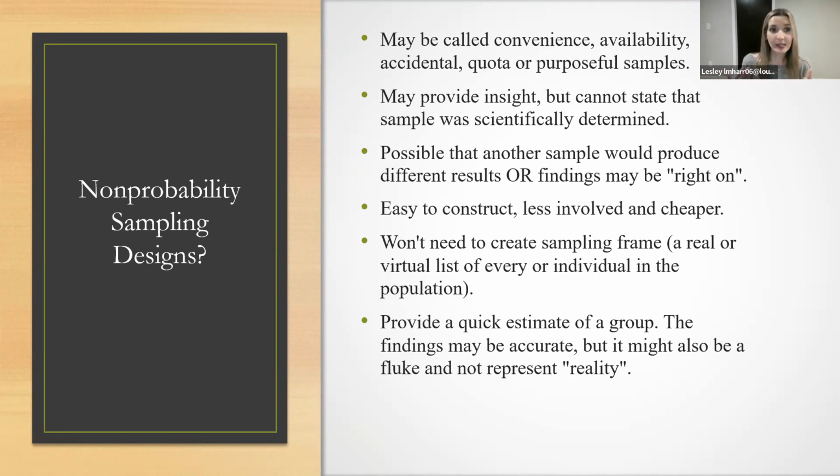They may also be called convenient sampling, availability, accidental, quota sampling, or purposive or purposeful sampling. This sampling strategy might provide a lot of insight, but we have to state that the sample is not scientifically determined because we're not using randomization.